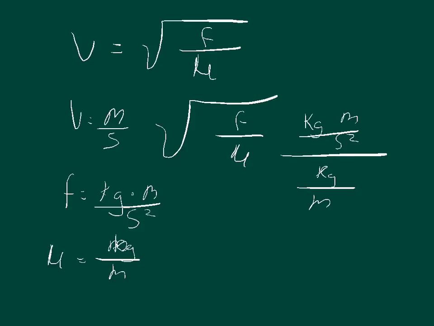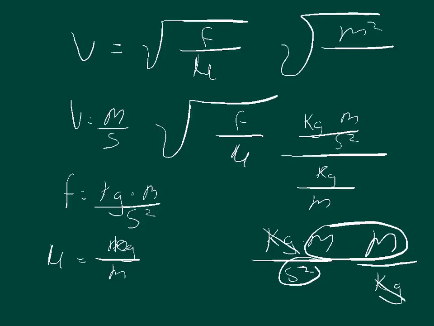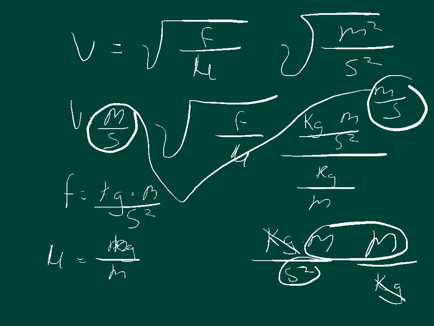And when you divide by a fraction, it's the same as multiplying by the inverse. And so we could say kilograms times meters per second squared multiplied by meters over kilograms, and what we get is the kilograms cancel out, and we're left with units of meters squared over seconds squared. So we're left with the square root of meters squared over seconds squared, and when you square root that, you're left with meters per second. So velocity is in units of meters per second.